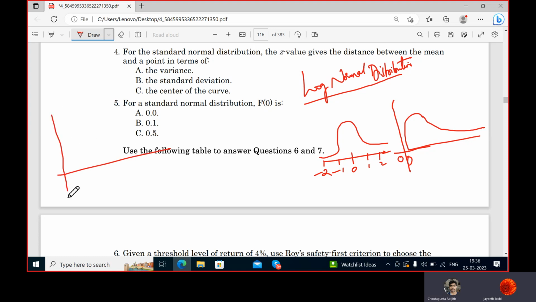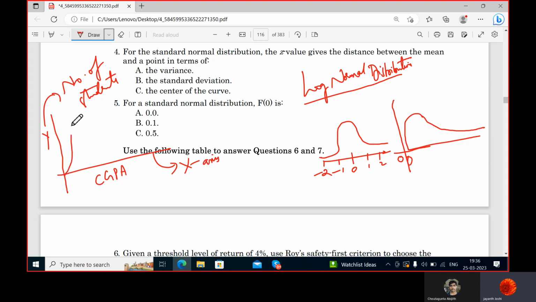So if I take this, I just make an axis here. In the x-axis, I put the CGPA data, and in the y-axis, I put the number of students. So here I'm putting the CGPA scores in the x-axis, and in the y-axis, I'm putting the number of students. And if I make a graph of log normal distribution, it will be like this.